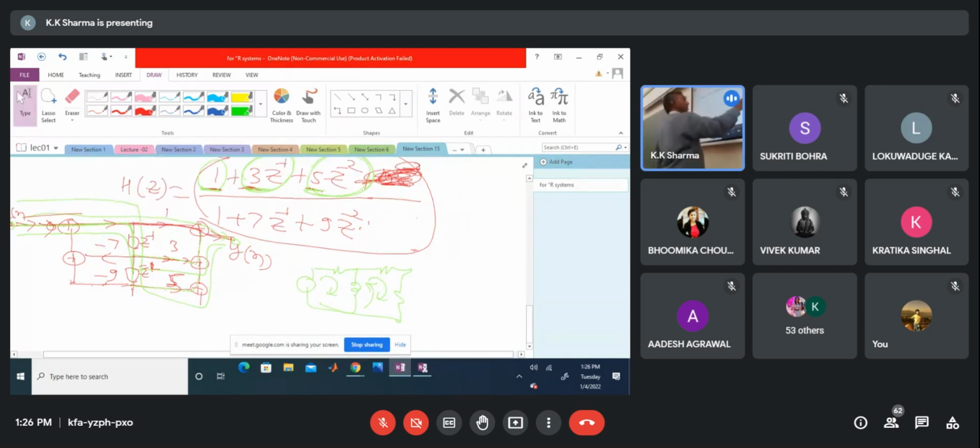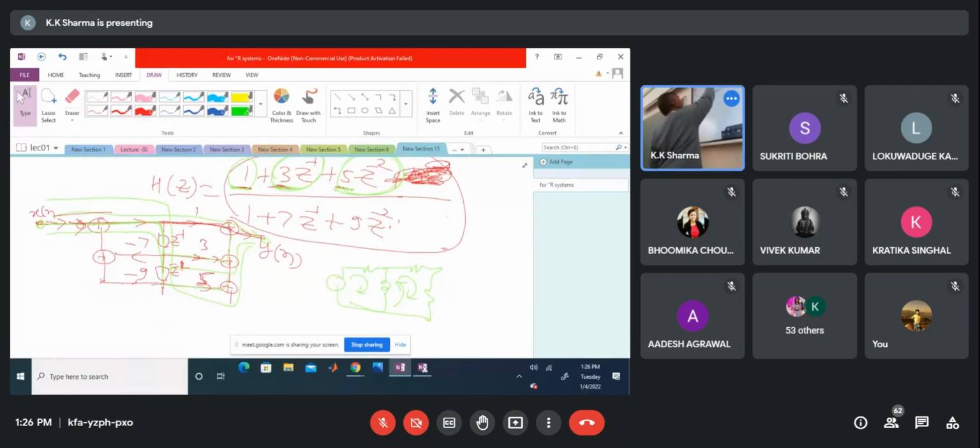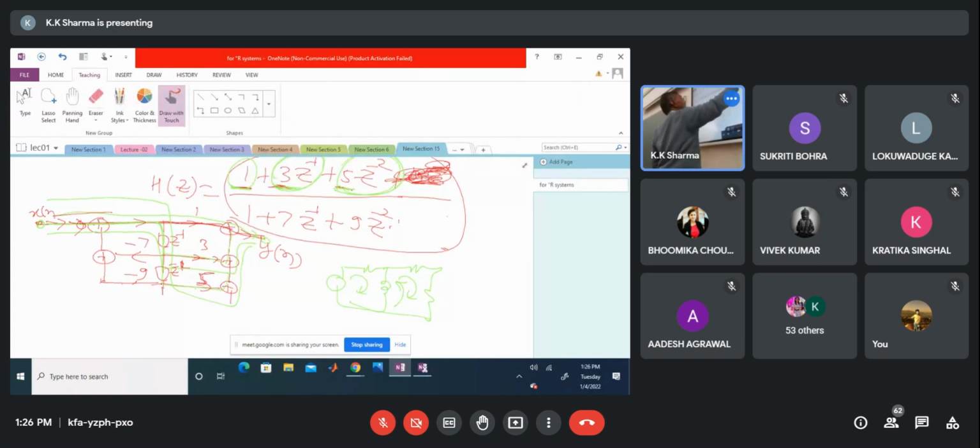And what about these terms? What about these terms? 7 into z to the power minus 1 and 9 into z to the power minus 2. These are the loop gain product. This is the loop. I am plotting it as circle. What is the gain of this? Anyone? Minus 7 into z to the power minus 1.